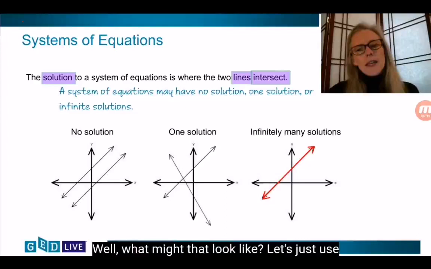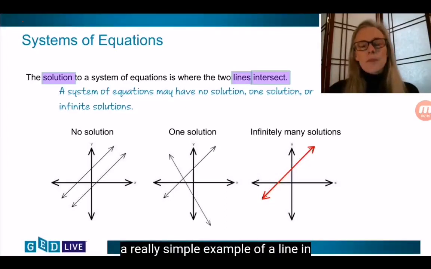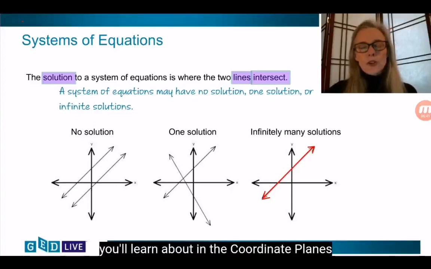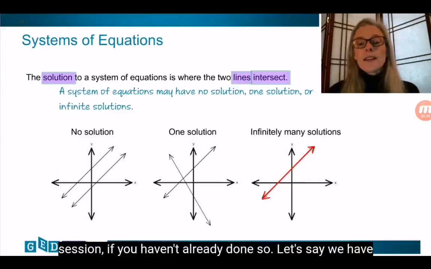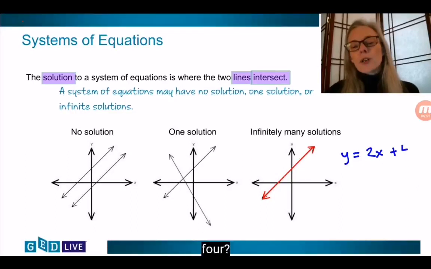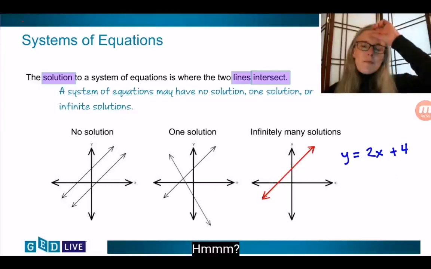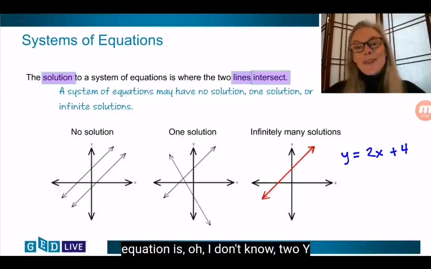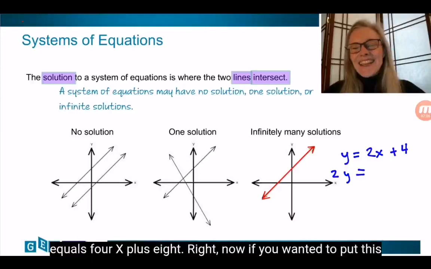Well, what might that look like? Let's just use a really simple example of a line in slope-intercept form, which is again what you'll learn about in the coordinate plane session if you haven't already done so. Let's say we have y equals 2x plus 4, right? And then you have another line whose equation is, oh, I don't know, 2y equals 4x plus 8. Right?